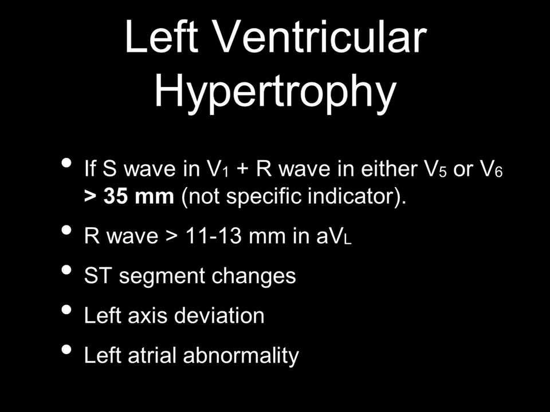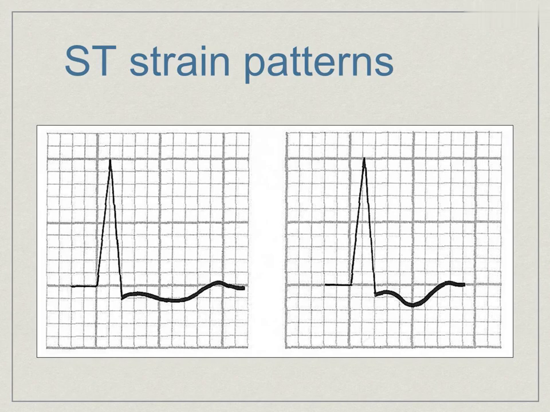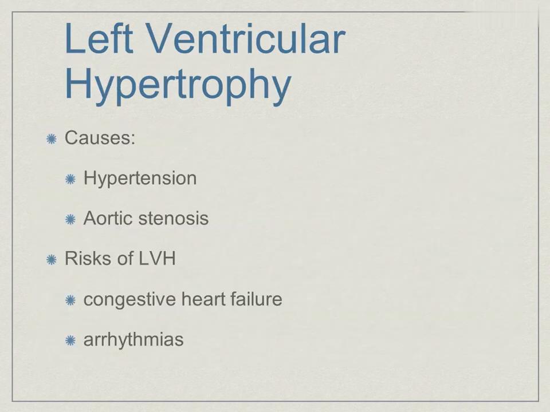Left atrial abnormality. ST strain patterns. Left ventricular hypertrophy. Causes: hypertension, aortic stenosis. Risks of LVH: congestive heart failure, arrhythmias.